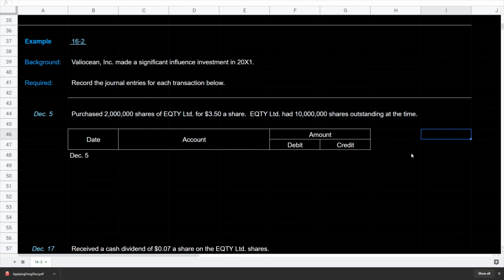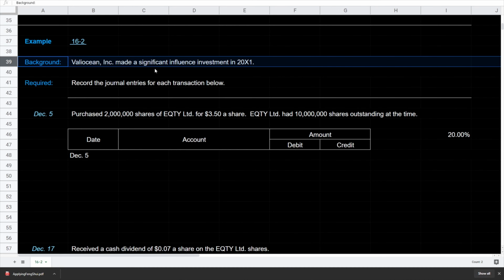We could quickly do some math here. If we were to take 2 million and divide it by 10 million, we would get 20%. So we're right within that threshold of where we need to consider the equity method. We are told in the background that they did make a significant influence investment. So I think we're safe to use the equity method here.